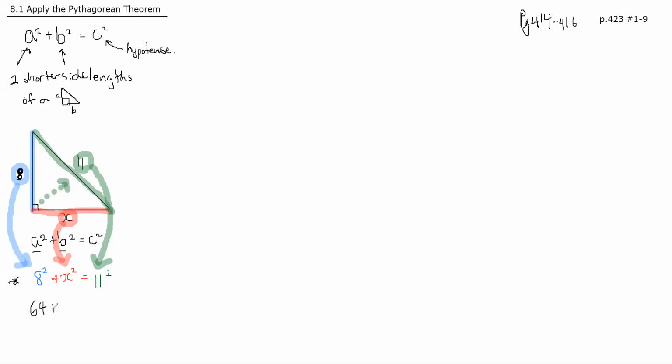8 squared is 64. x squared is unknown, and 11 squared is 121. If you want to solve for the x variable, you're going to have to isolate it, get it all alone. Well, how do I get it all alone? This positive 64 needs to go. I'm subtracting both sides by 64, bringing us to, let's see, 57.